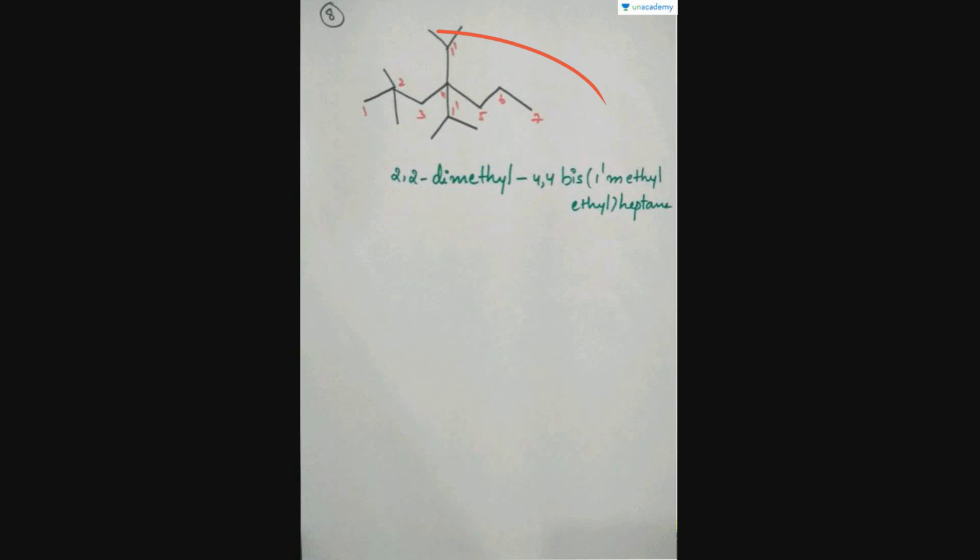So the name of the compound is 2,2-dimethyl. We have 2 methyl groups, so it is dimethyl. And then on 4 we have 2 identical substituted substituents, so we write it as bis. And on the first carbon, on 1 prime, we have a methyl group attached to it, so it is methylethyl heptane.